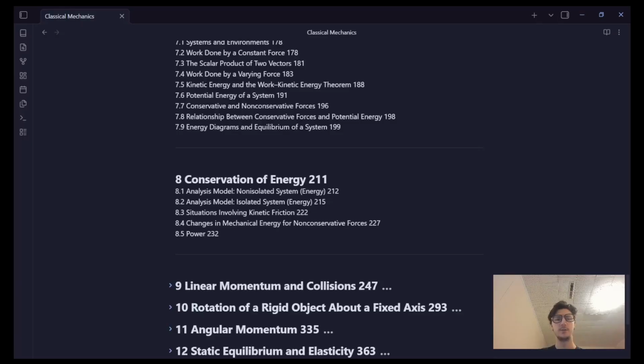Chapter 8. Analysis model: non-isolated system, energy. Analysis model: isolated system, energy. Situations involving kinetic friction, changes in mechanical energy for non-conservative forces, power.